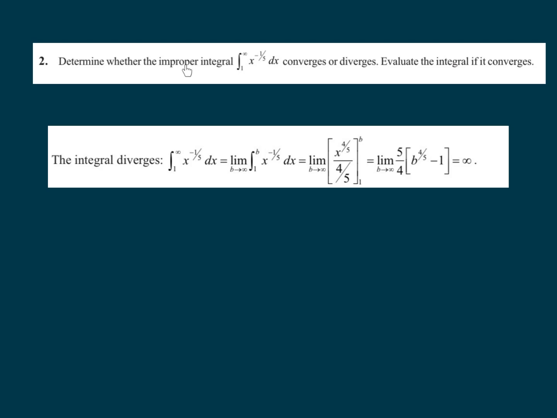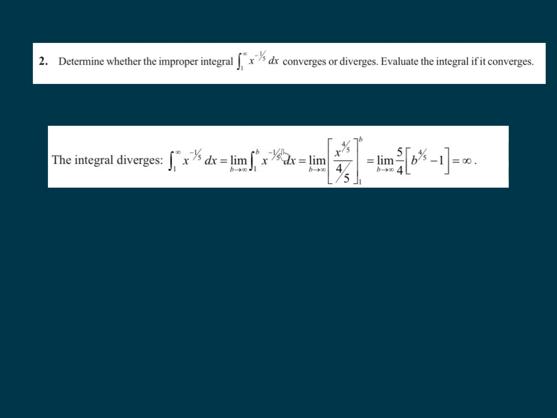Problem 2 says determine whether the improper integral from 1 to infinity of the function x^(-1/5) converges or diverges. So we will do the integral and we will see what happens. The integral that we are going to do is the integral from 1 to infinity of x^(-1/5) dx. This integral is the limit, as v tends to infinity, of the integral from 1 to v of the function dx.